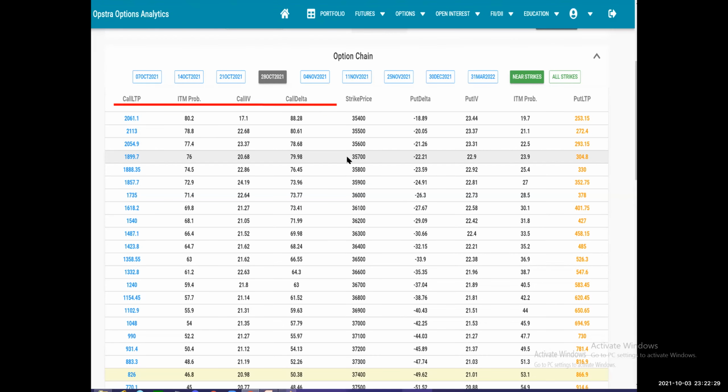Now, look at these lines. The first is the last traded price on the call. The call is on the left-hand side of the screen and the puts are on the right-hand side. Next is ITM probability, the probability that a particular strike price will turn ITM, in the money. Then is the call IV and the call delta. Same way towards the put side, you have ITM probability, last traded price, IV, and the put delta.